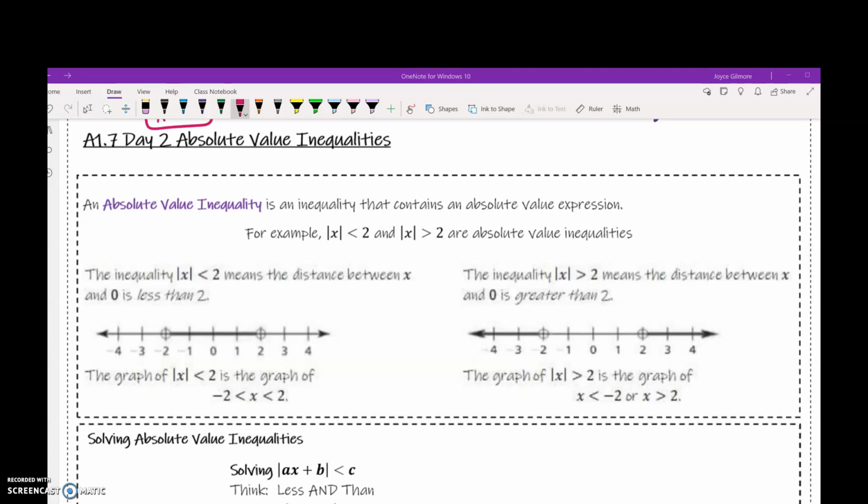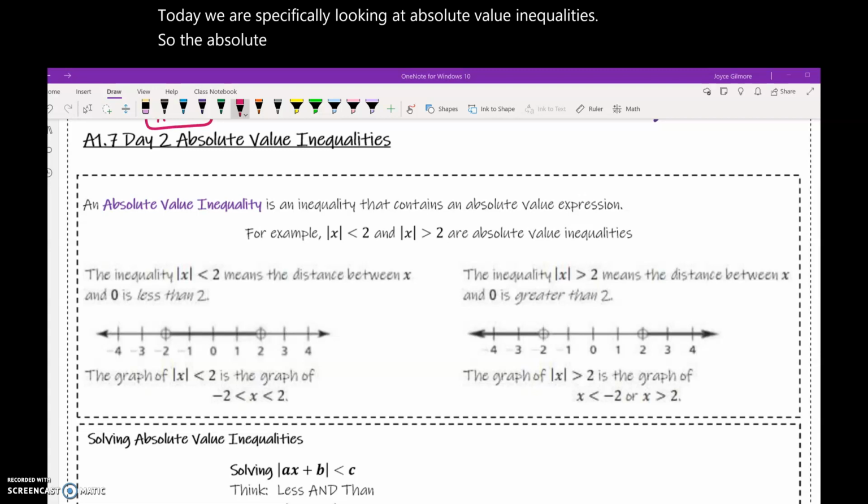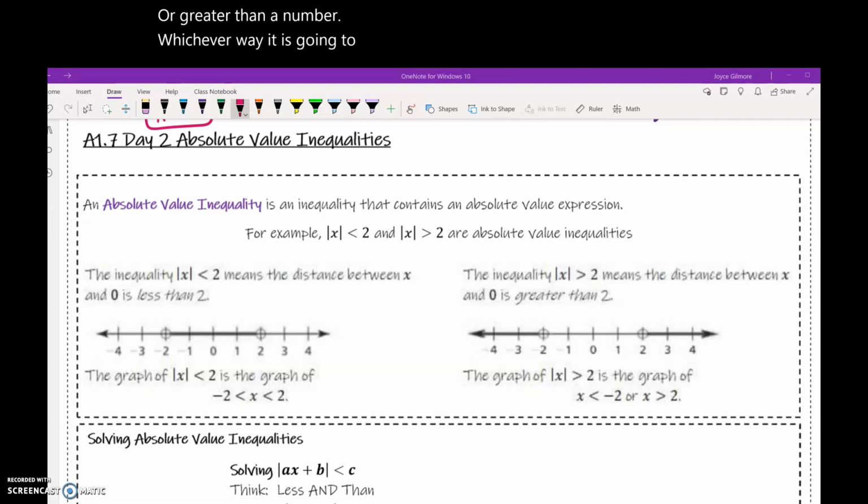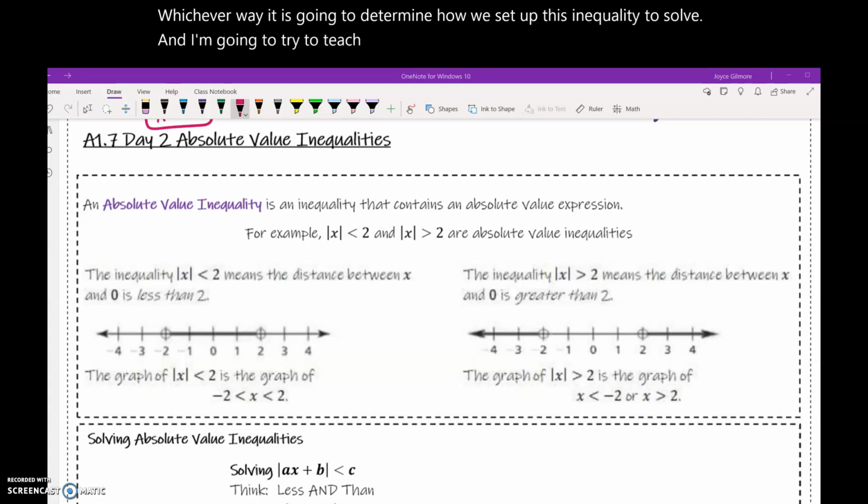Today we are specifically looking at absolute value inequalities. So the absolute value is either going to be less than a number or greater than a number. Whichever way it is going to determine how we set up this inequality to solve. And I'm going to try to teach you some tricks.